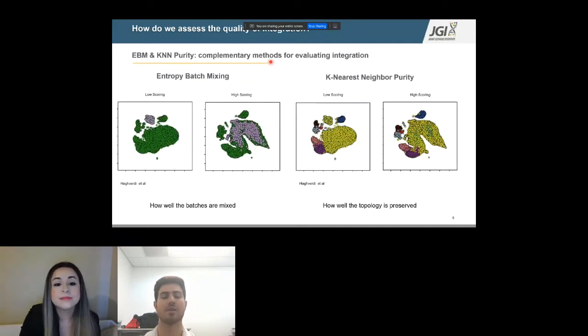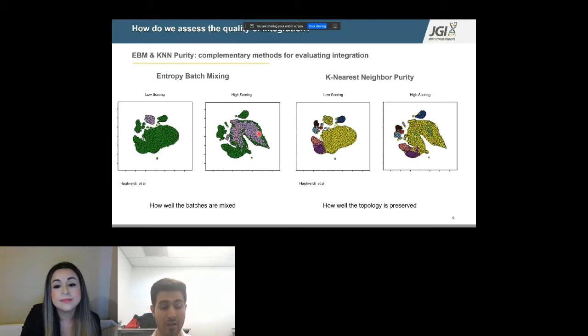So, entropy of batch mixing. Entropy of batch mixing asks how many data sets are in the vicinity of a given cell. So this is a measure of data set mixing. As we can see for the low score, they're isolated from each other and we would consider them not mixed in. But in the high score, we can see better mixed batches.